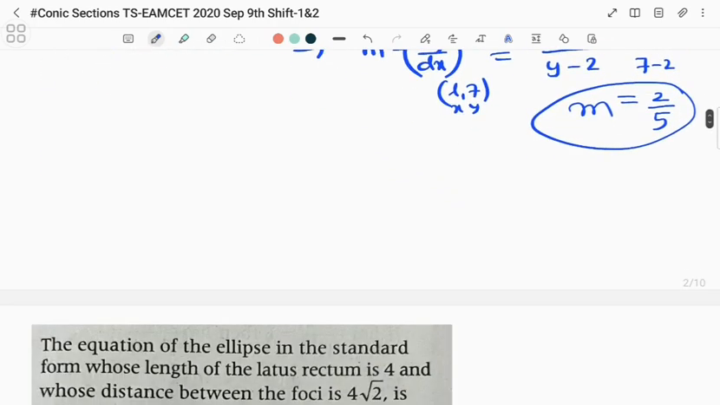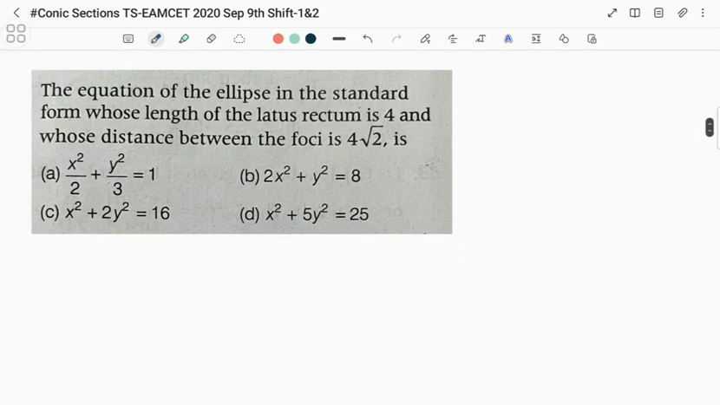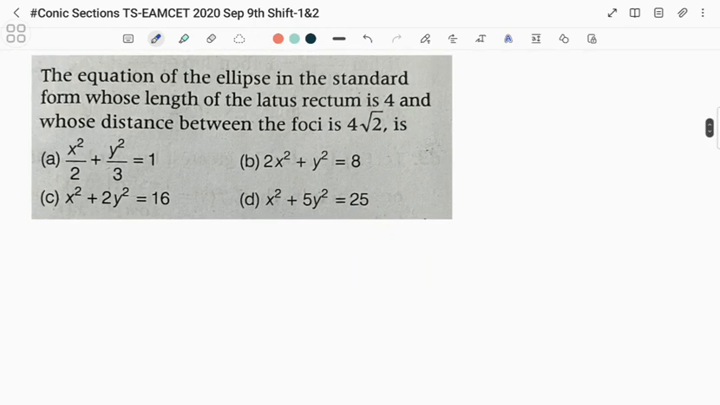Yeah, we'll move on to the next question. The equation of the ellipse in the standard form, whose length of the latus rectum is 4 and whose distance between the foci is 4 root 2, is. So the figure, I am going to draw that. This is the equation of the ellipse in the standard form.